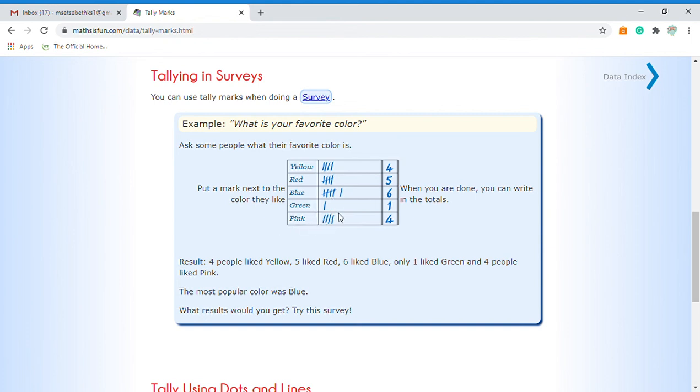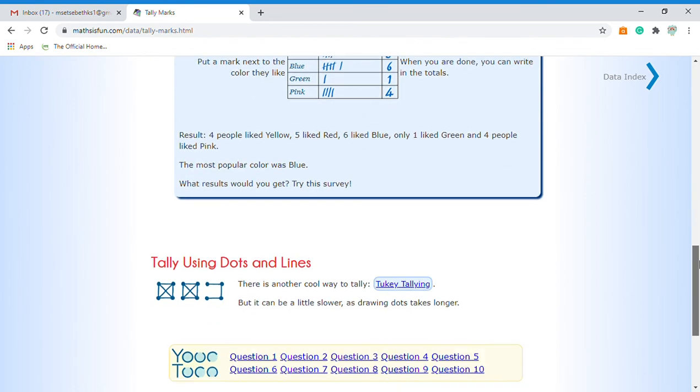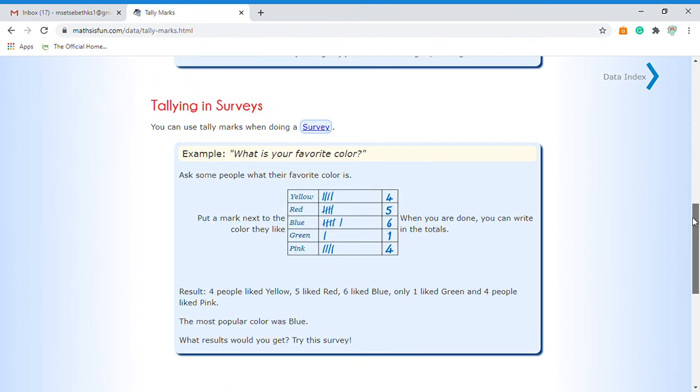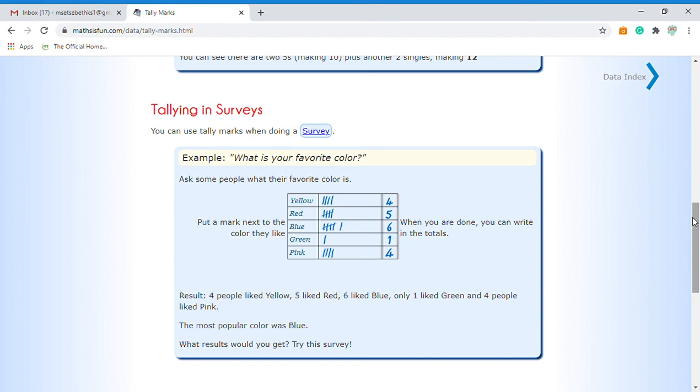1, 2, 3, 4. Now the result is that 4 people liked yellow, 5 liked red, 6 liked blue, only 1 liked green, and 4 people liked pink. The most popular color was blue. What results would you get? We are going to do something different than that later this week.